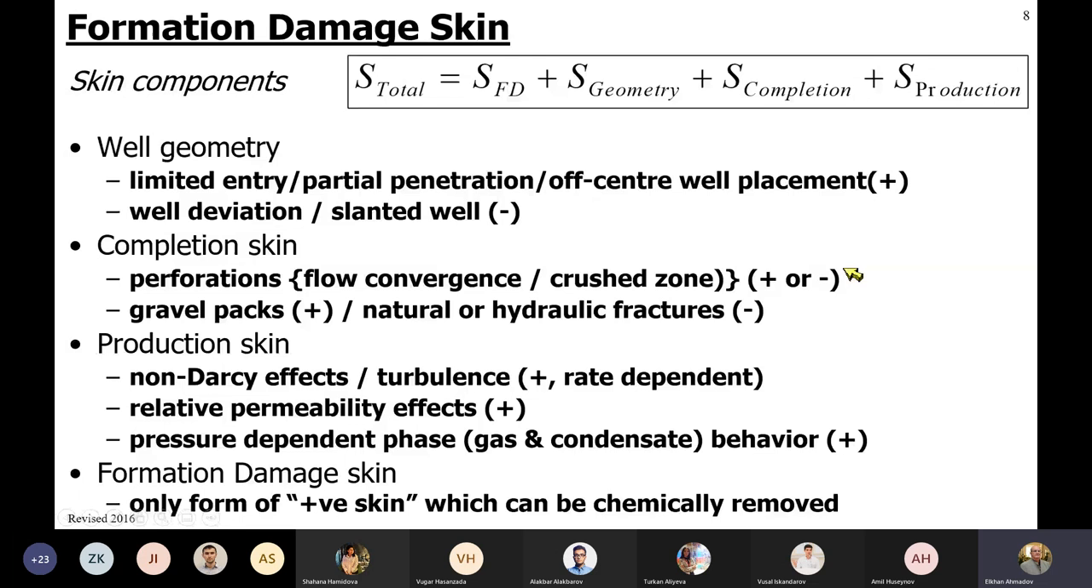By the geometry, we mean limited entry or partial penetration or off-center well placement. What is limited entry or partial penetration? It is when we have a reservoir and we drill a well not reaching the bottom of the reservoir, and this is the partial penetration. Or we can drill through the reservoir and perforate only the central or upper part, and in that case we will have a limited entry.